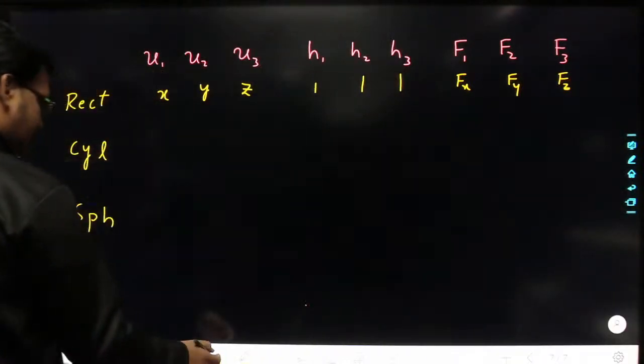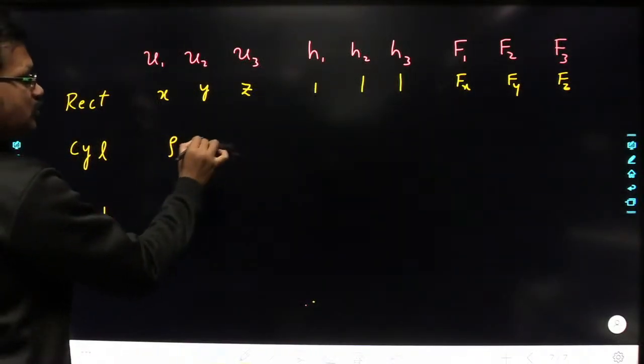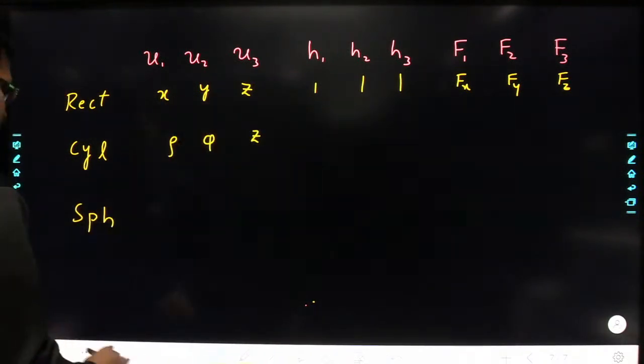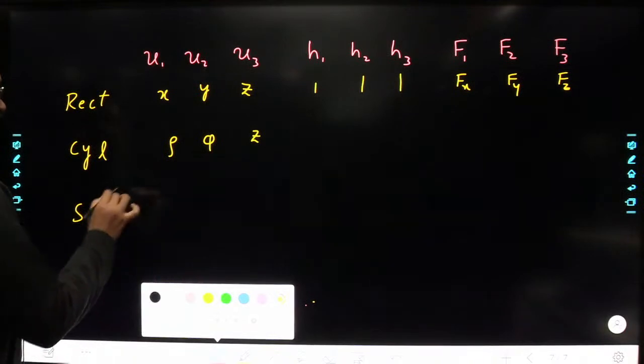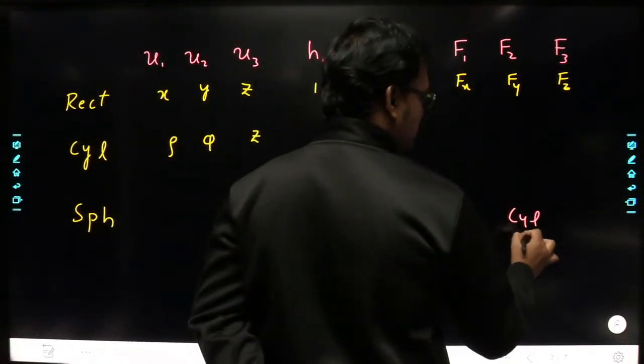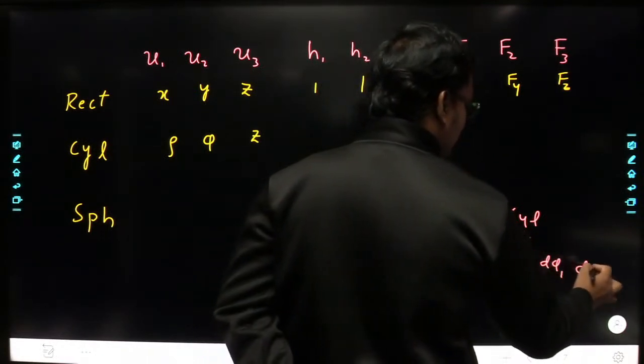In the cylindrical coordinate system, what are the coordinates here? You have rho, phi, z. And what is h1, h2, h3 here? Just write down the differential lengths in the cylindrical coordinate system. What are the differential lengths? They are nothing but d rho, d phi and dz.